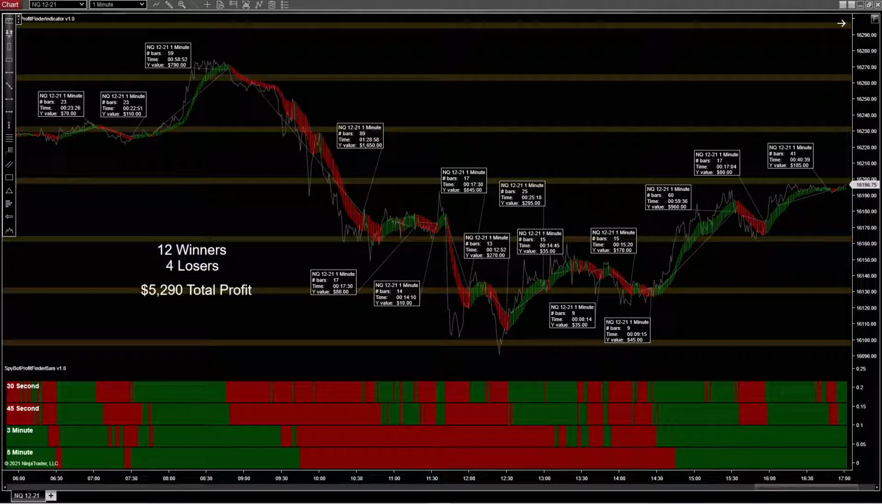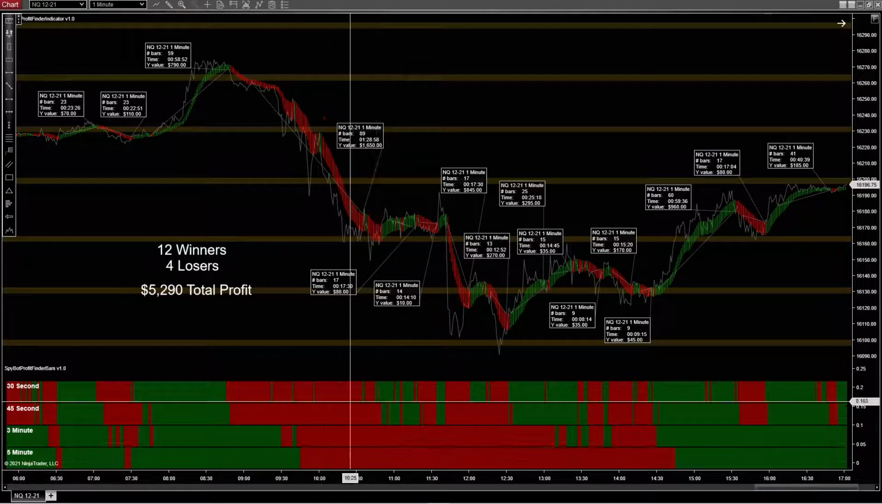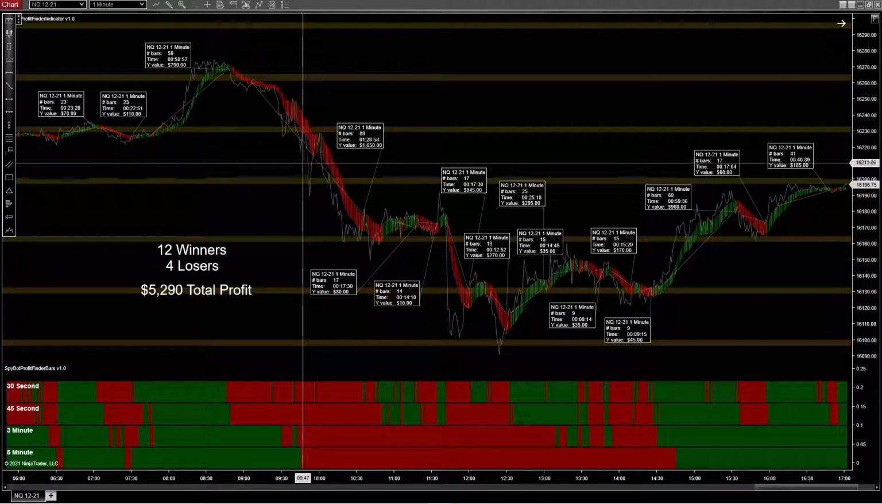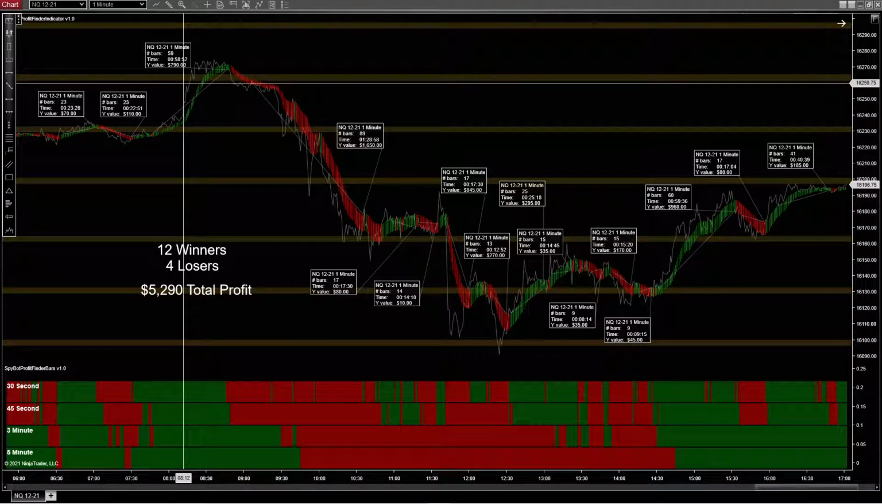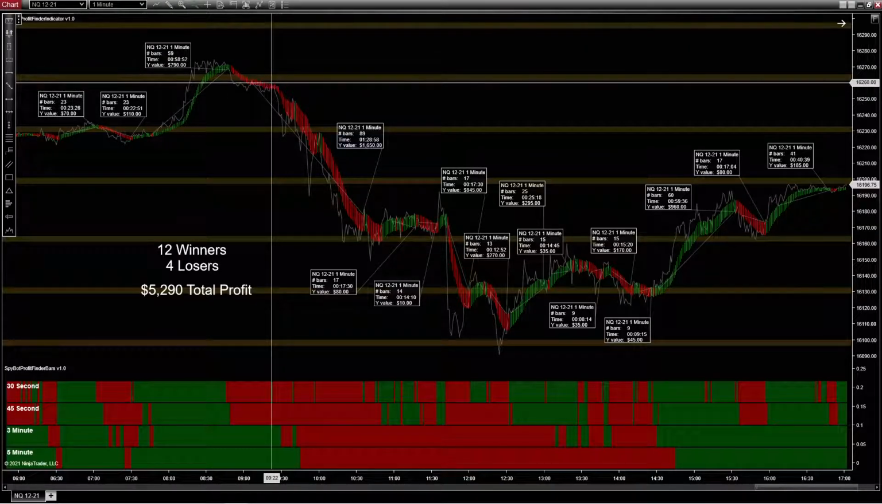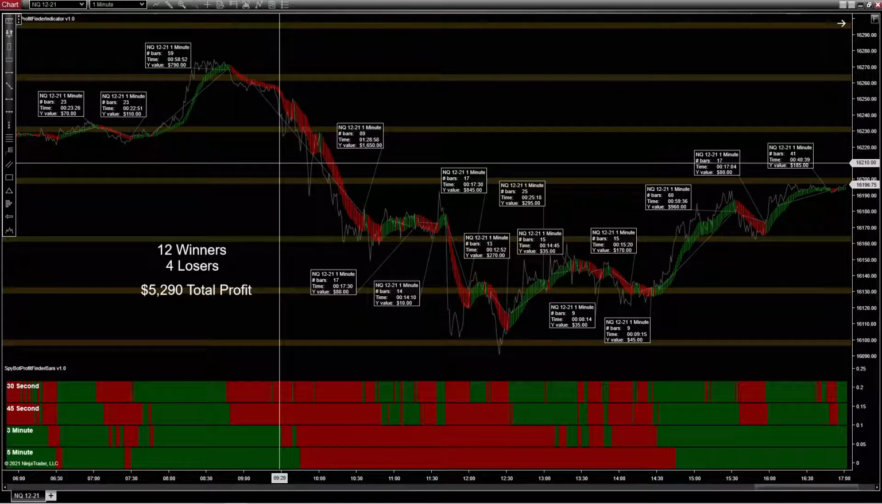Let's talk about SpyBot Profit Finder indicator and SpyBot Profit Finder bars indicator. Down here is the bars, and this is the indicator. The line that you see is the price. So instead of having candles up here, we actually use the line on close, and that allows us to make the entries and exits the way we should.